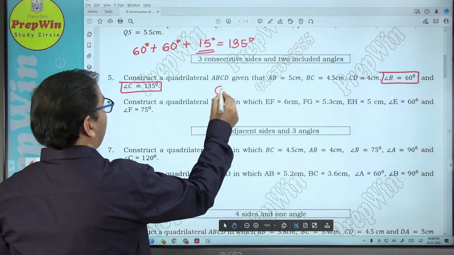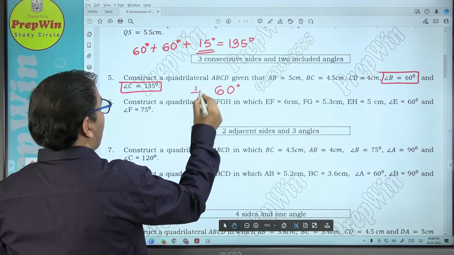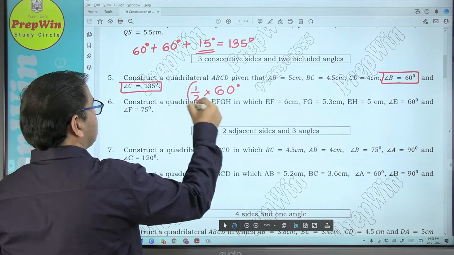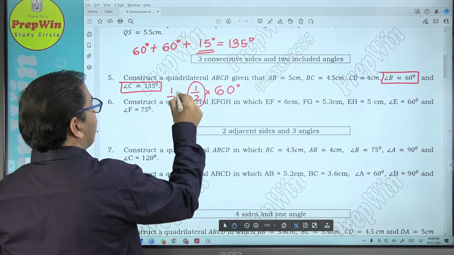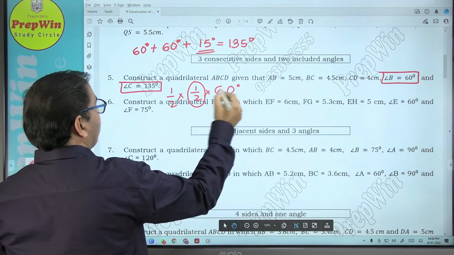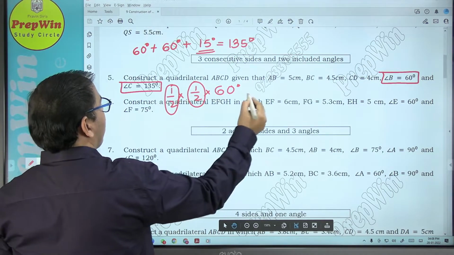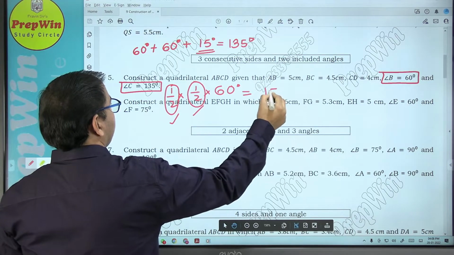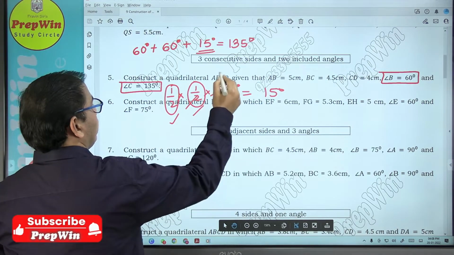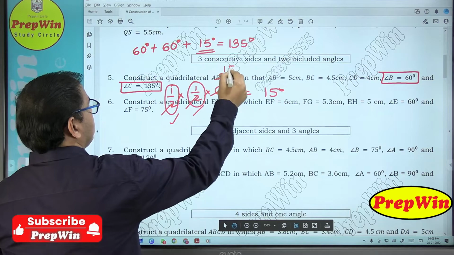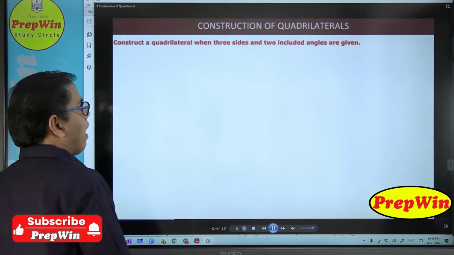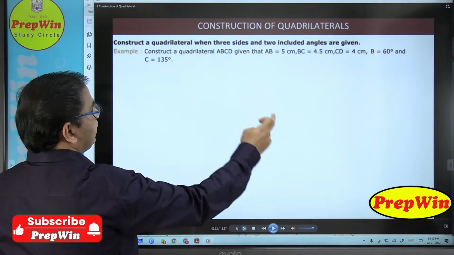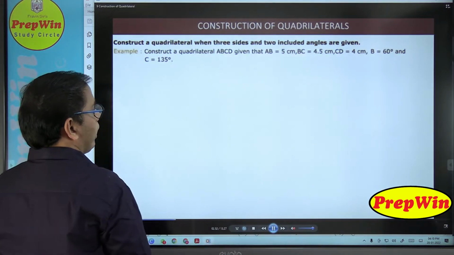60 you get directly. Half of 60 is 30, so this is one bisector. And half of 30 is 15. So 2 bisectors you are going to draw, this one and this one another. So this will be 15. 2 into 30, 2 into 15. So 2 bisectors, 1 and 2. For a quadrilateral we want 5 pieces of information. So 3 sides are given and this time 2 angles are given.